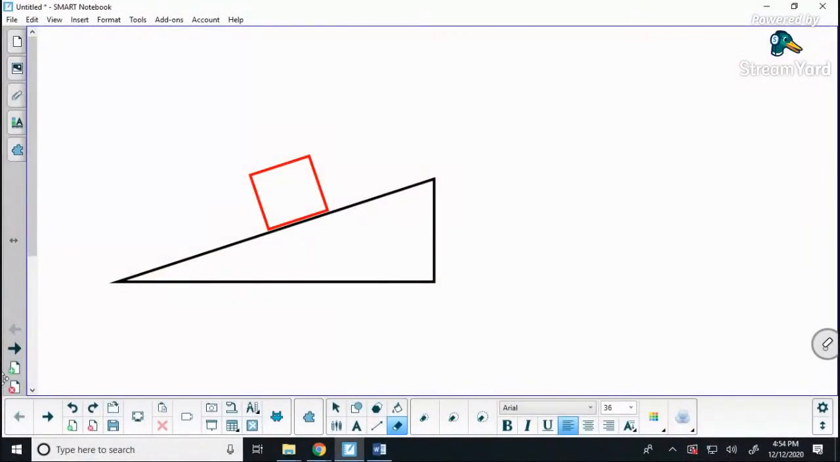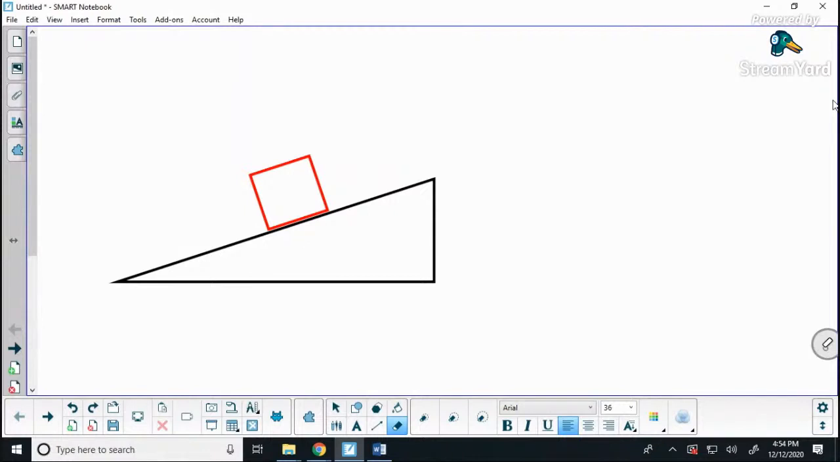So let's jump directly into this and look at a diagram of an object on an inclined plane. Talk about that diagram, how you set it up, what a free body diagram would look like, and then solve a problem. So here is an object sitting on an inclined plane.